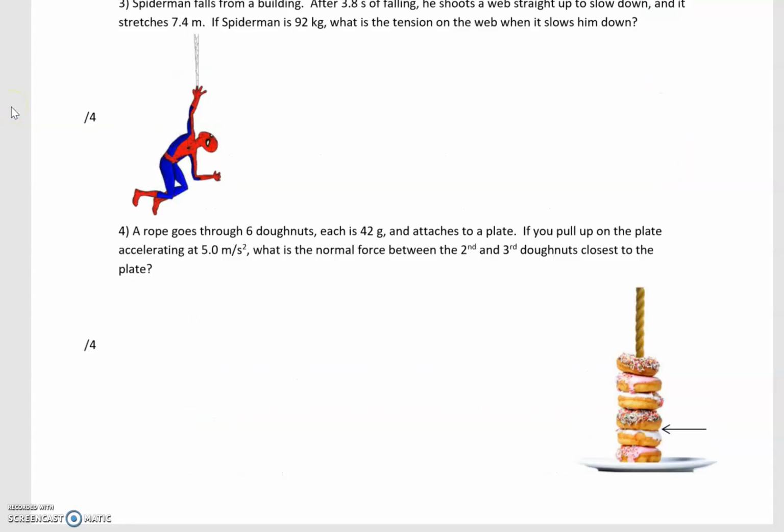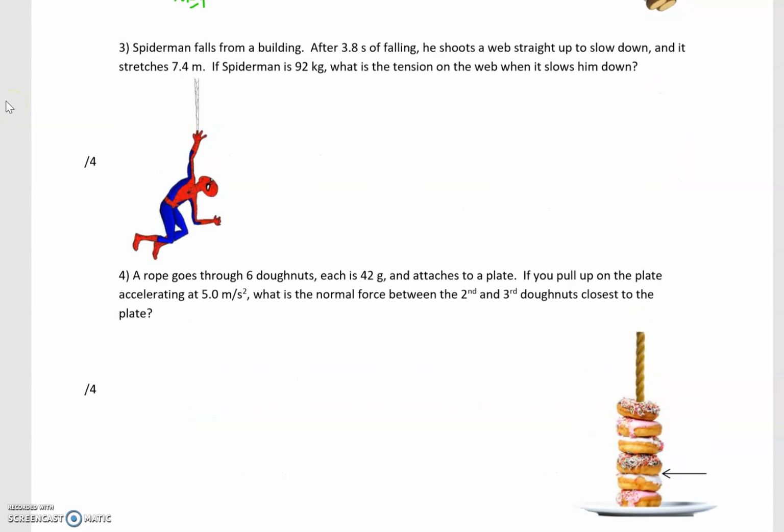All right. So next we have Spider-Man falling from a building, and he's going to shoot a web after 3.8 seconds, which stretches 7.4, looking for the tension of the web when it slows him down. Okay, well, first things first, if he's falling down and he uses a web to slow him down, there's going to be a lot of tension on that web, because even though he's going down, he shoots his web and slows himself down, which means the acceleration is actually up. He might be going down, but he's slowing down, so the acceleration is in the opposite direction.